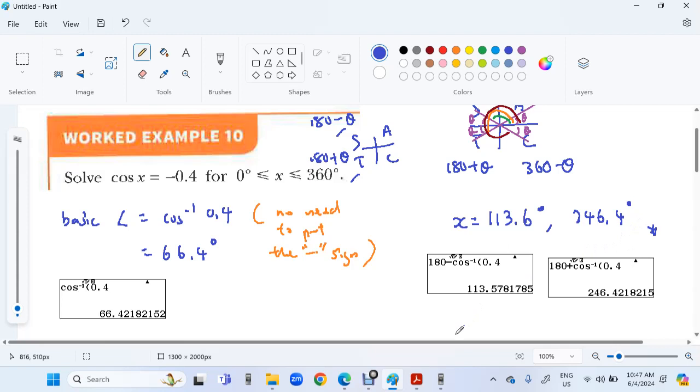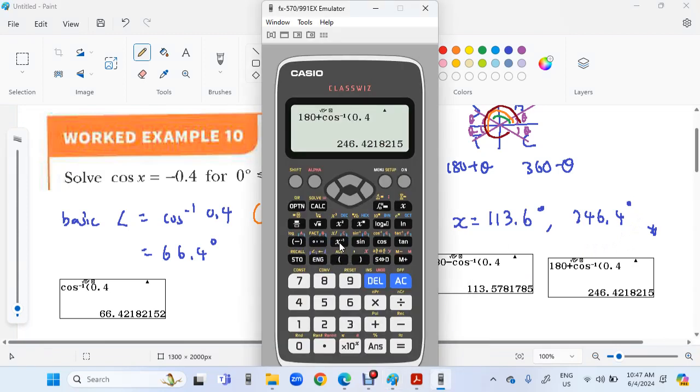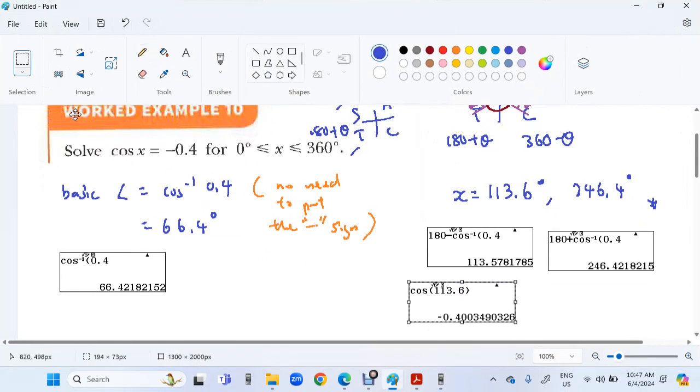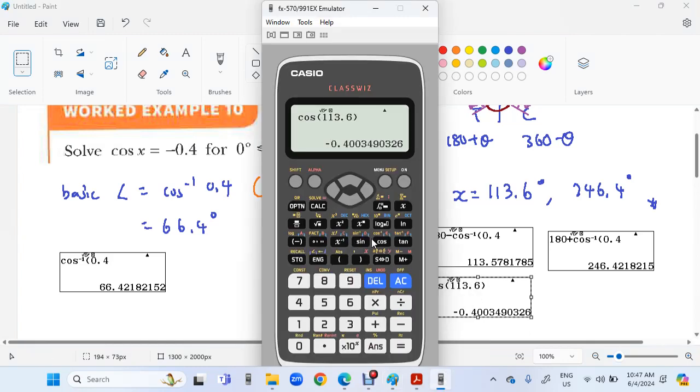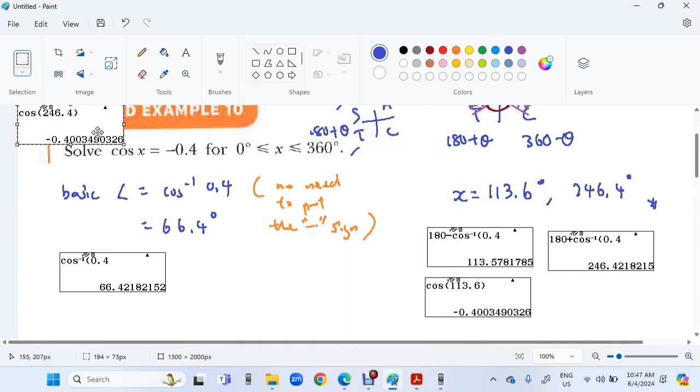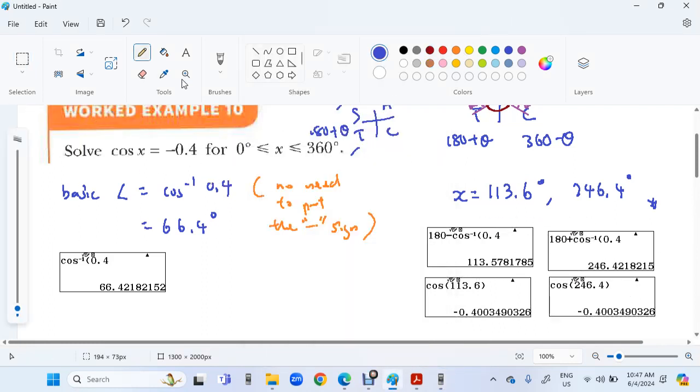After you get the answer, you want to check your answer, and you can do it this way. The cos of 113.6 is close to negative 0.4. At the same time, the cos of 246.4 is also close to negative 0.4. So this is how I solve this kind of problem. In the Cambridge workbook and course book, they use another method, but I prefer this method.